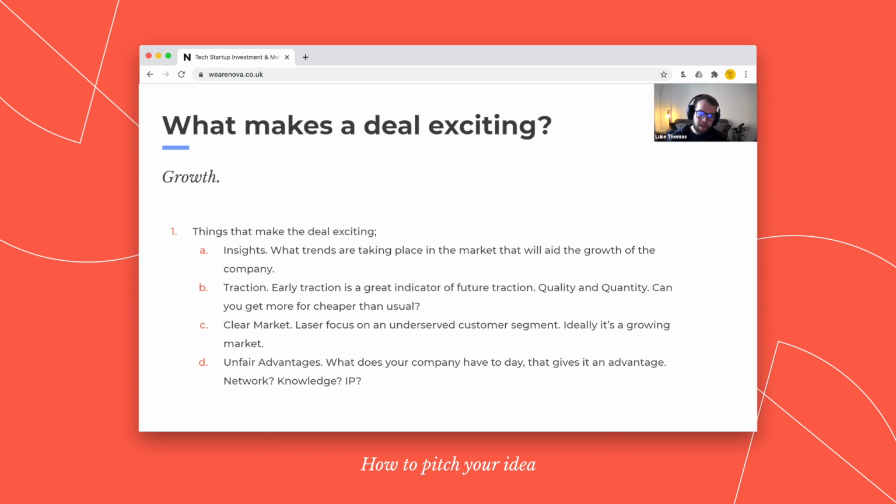So finally, what unfair advantages have you guys got? Imagine that you're 1 in 10. There's 10 companies trying to solve the same problem as you. Why should anyone pick you out of the other 9? And this can be the founder, it can be knowledge, it can be network, it can be IP, it can be access to the market. But you need to show something.